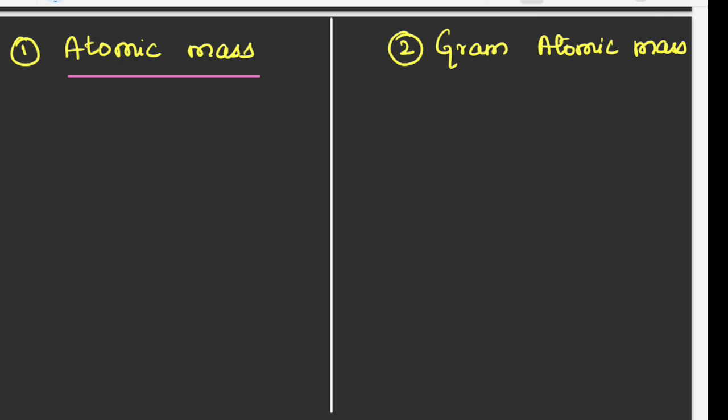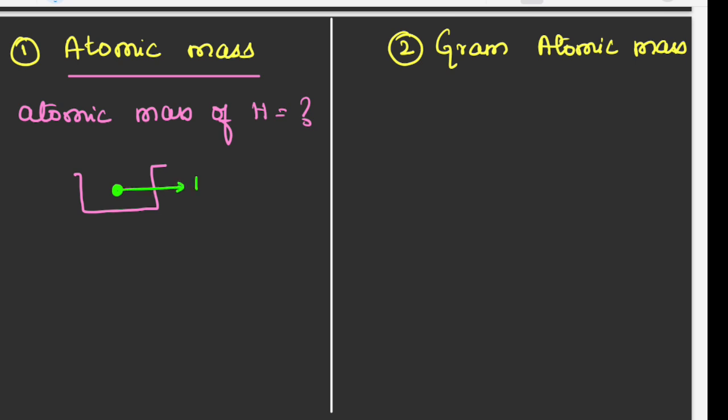Suppose I ask you what is the atomic mass of hydrogen. Just imagine that we are going to take a beaker, and in this beaker we are going to take only one hydrogen atom. You know that atoms are very minute particles, so you cannot see them with the naked eye. Just imagine we are keeping one atom in a beaker and measuring the mass of one atom of hydrogen. When you measure the mass, you will get it as 1.